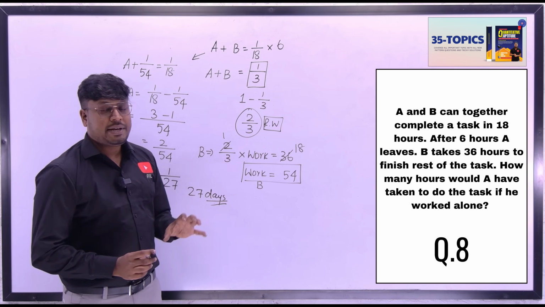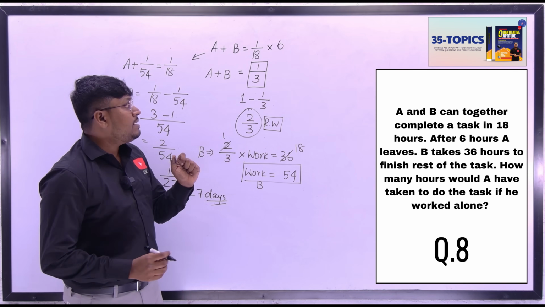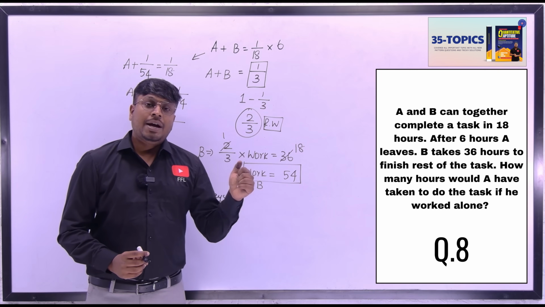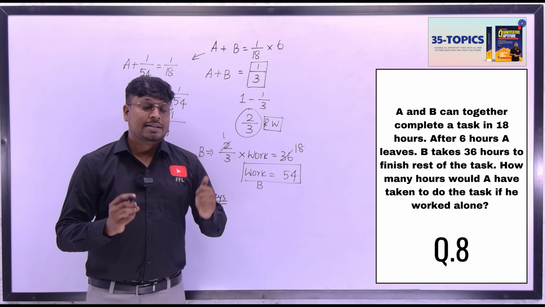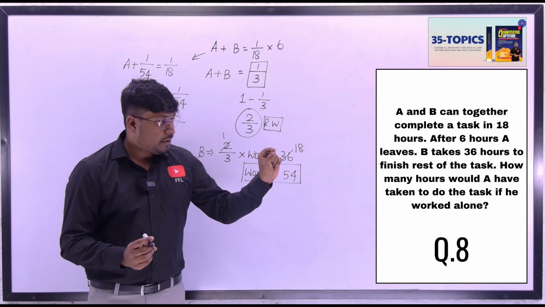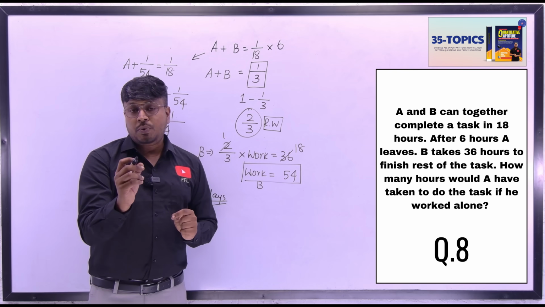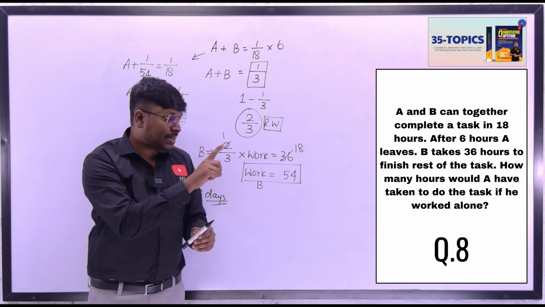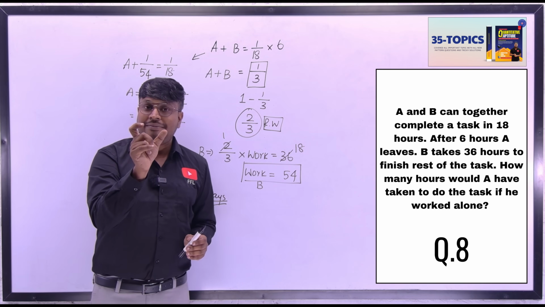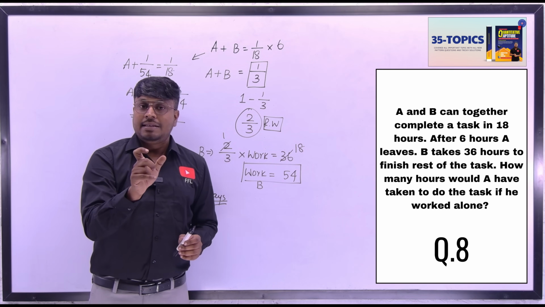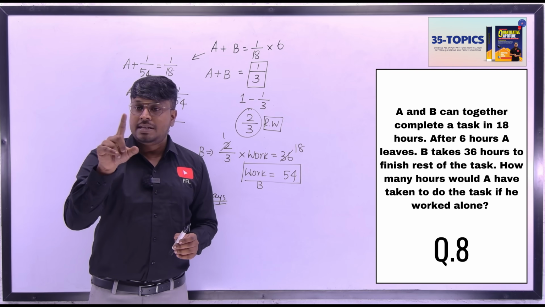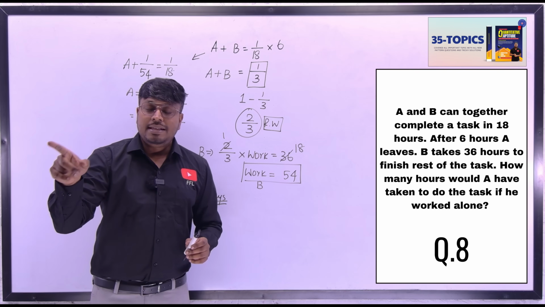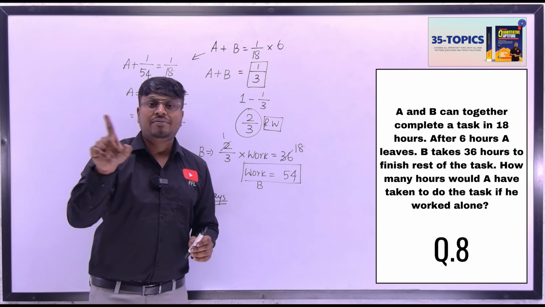It's a very simple question, but while teaching this to my friends, they asked me a doubt. How do you consider both persons working 6 hours initially? Because when you look at the question carefully, A and B together can complete the work in 18 hours. After 6 hours, A leaves. That is the point they mentioned. They didn't say that A and B both work for 6 hours and then A leaves. They just directly mentioned that A leaves after 6 hours.